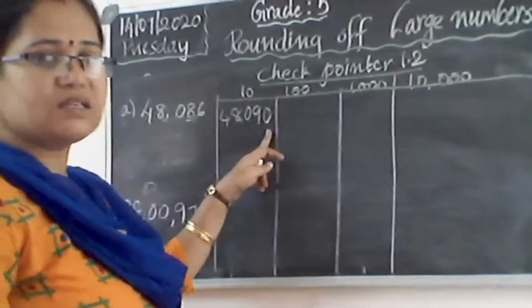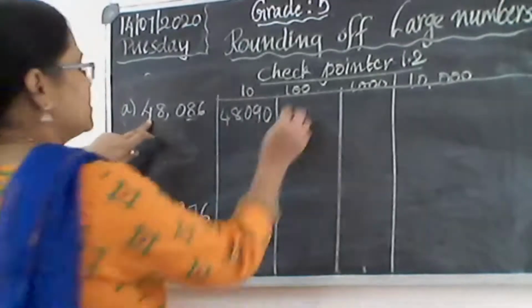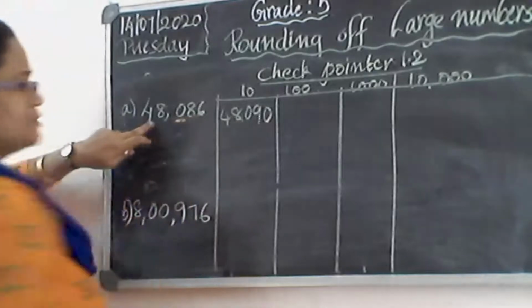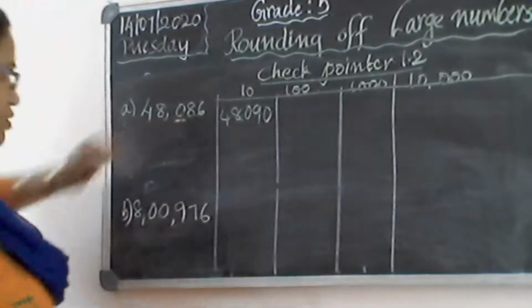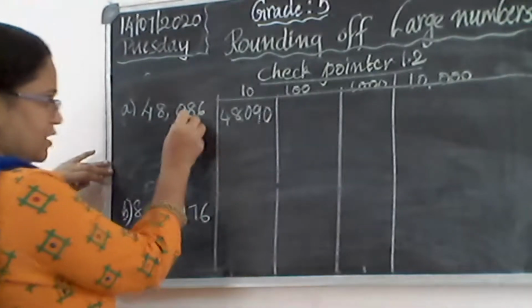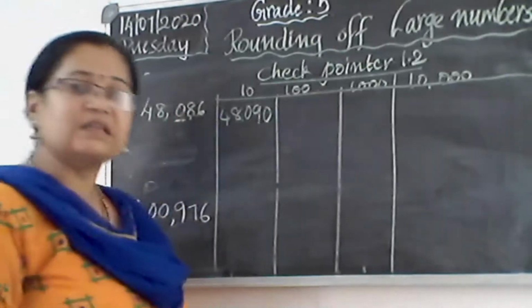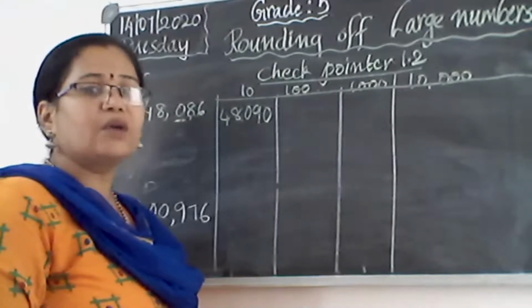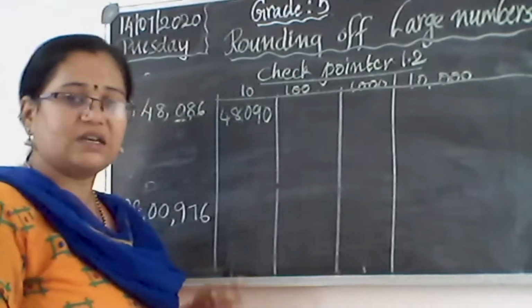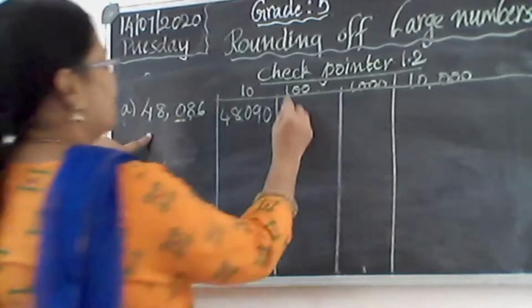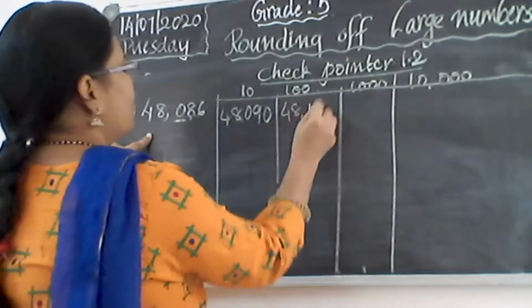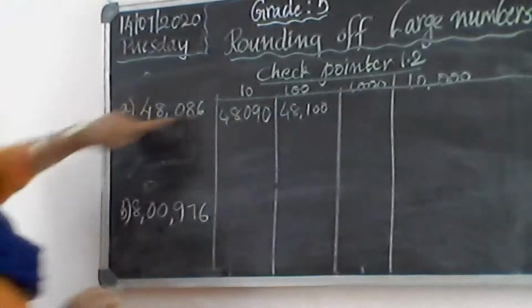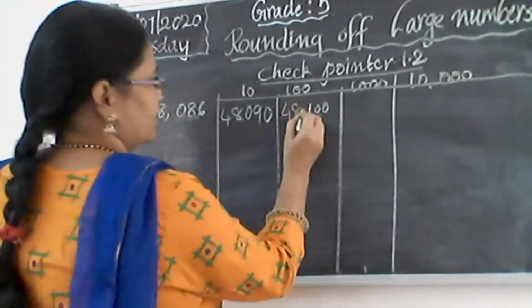Now let me make you understand nearest 100. Same thing. You just take this out and write it down. This is the hundreds position. 0 is in the 100 position. Now look at this 8. 8 is greater than 5. So what you have to do is increase 0 plus 1. It is 1. So it will become 48,100. The remaining digits will be 0. I'll erase it to avoid confusion.